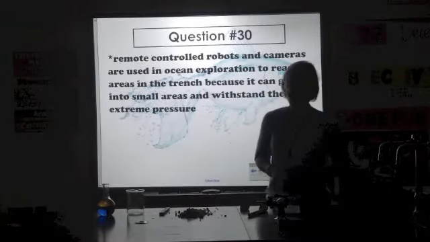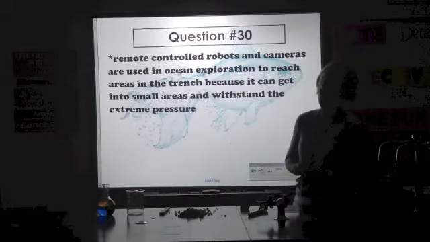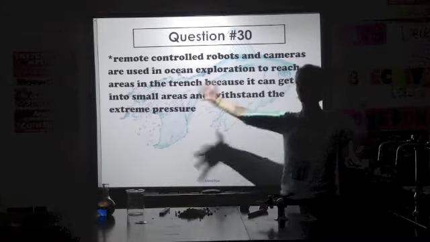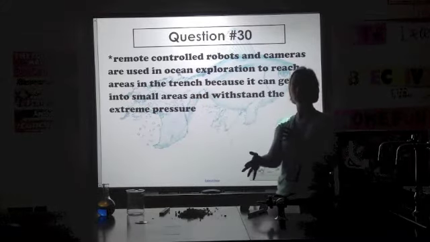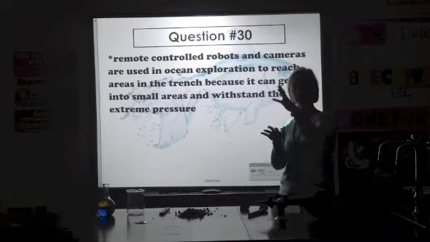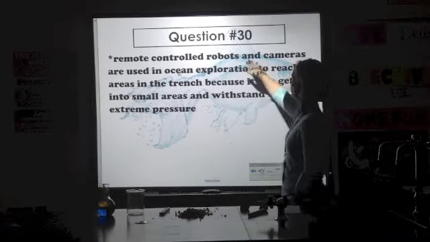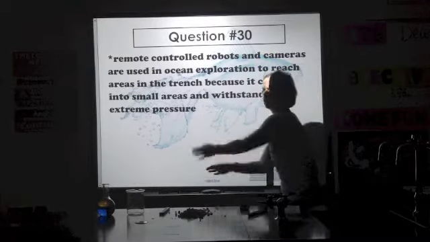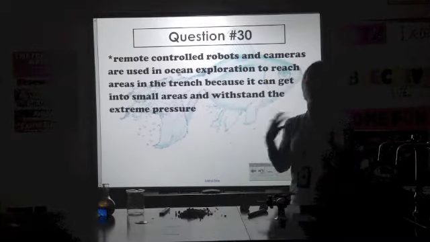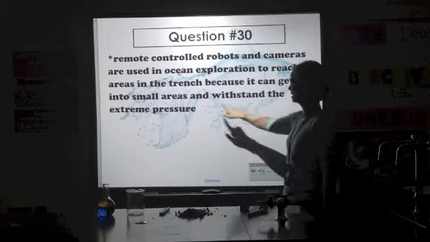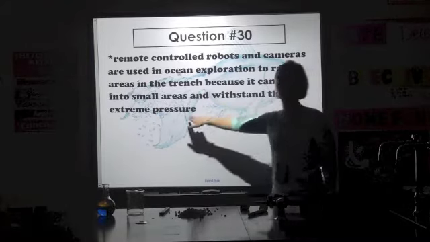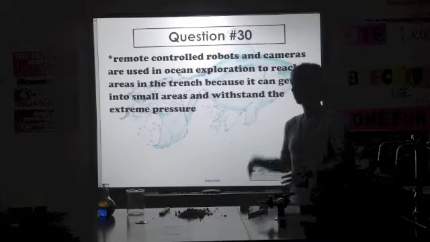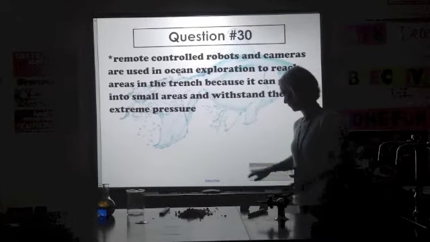All right, number 30. Why would remote-controlled robots and cameras be used in deep ocean trenches? Well, we have to think a deep ocean trench isn't always going to be this very open area. It could be tight and skinny areas, jagged rocks, small spaces. So if I had a robot or a camera that's remote-controlled, I can put it in there, and I'm able to get into all these tiny little crevices without actually harming a human. Okay, and so it can get in these small areas and withstand that extreme pressure. Okay, and it doesn't have to worry about surfacing to get oxygen. It just can be down there for a while and explore.